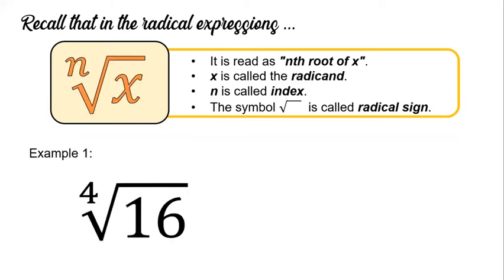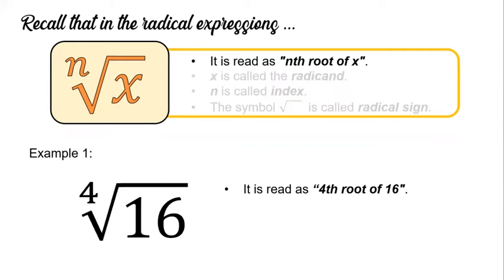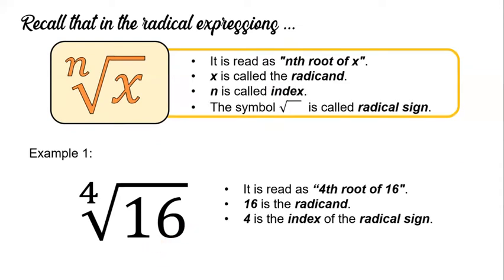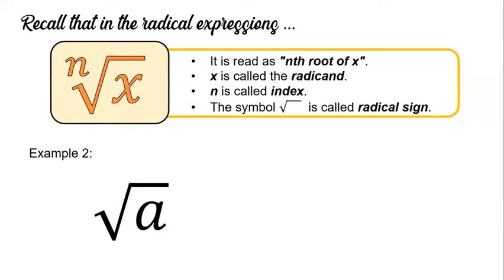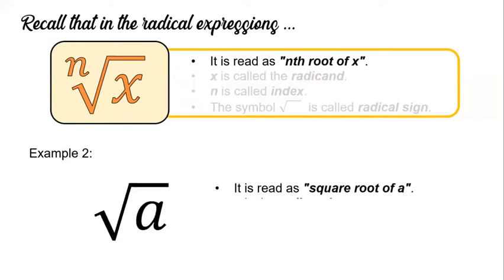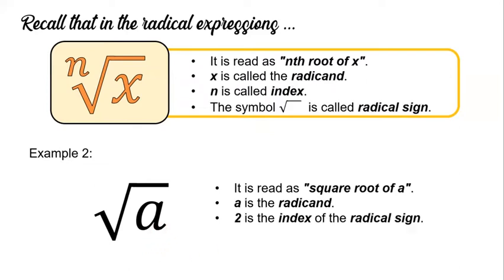Example, ang basa sa radical na ito ay 4th root of 16. Ang radicand ay 16 at ang index ay 4. Example 2. Ang basa sa radical na ito ay square root of a. Ang radicand ay a at ang index naman ay 2. Take note, the index is omitted kasi it is understood to be 2 or square root.